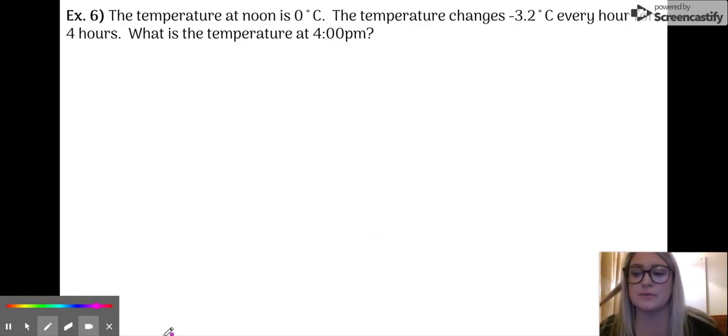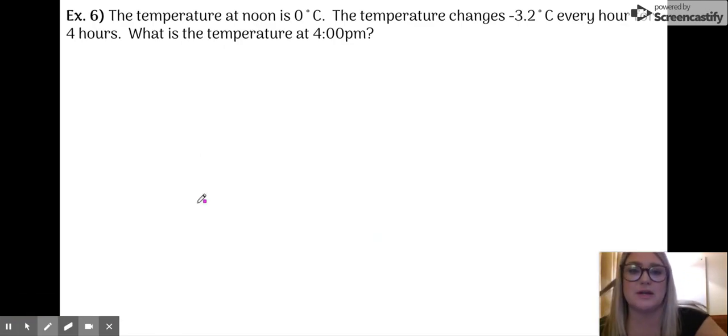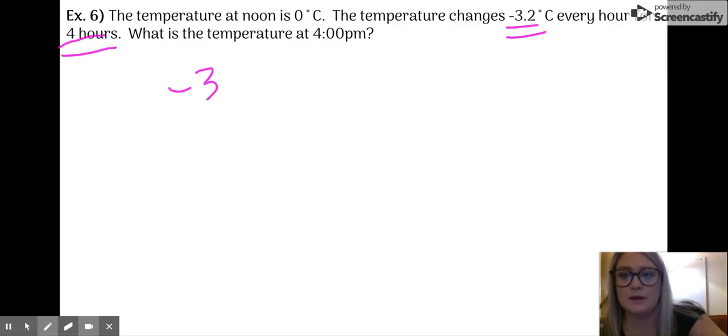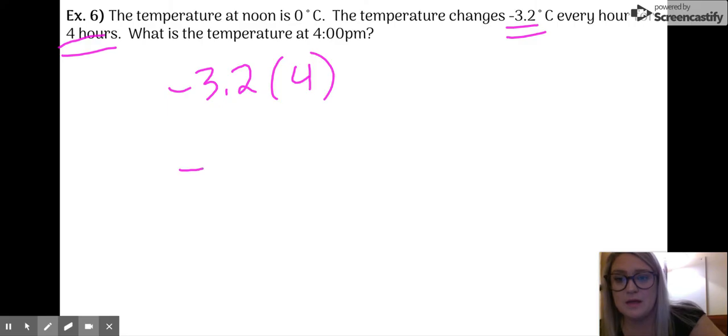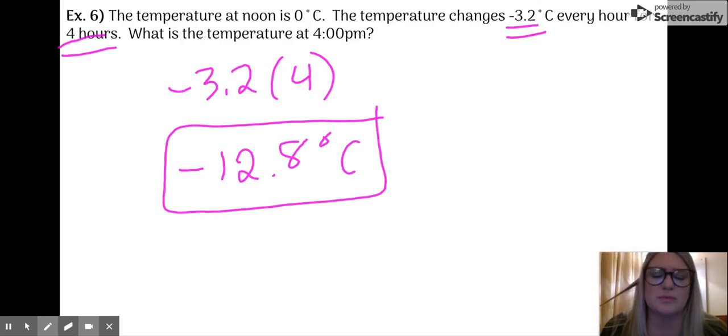All right, last one. This one is talking about the temperature. It changes by 3.2 degrees every hour for 4 hours. So that means we are going to multiply. Negative 3.2 multiplied by 4. We have one negative, like I said before, so we know our answer is going to be negative. Negative 12.8 degrees to be exact. This one was pretty straightforward, just multiply.